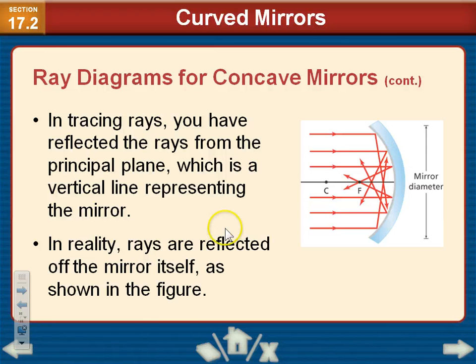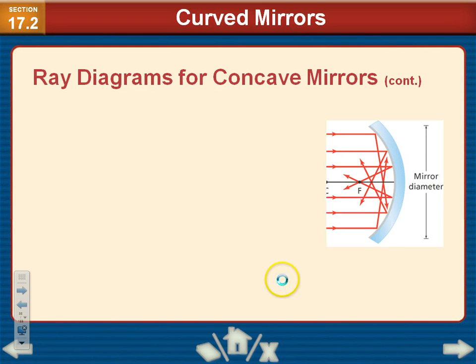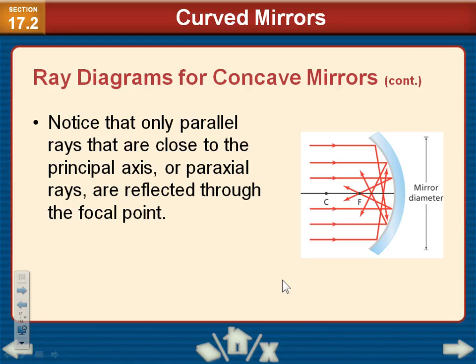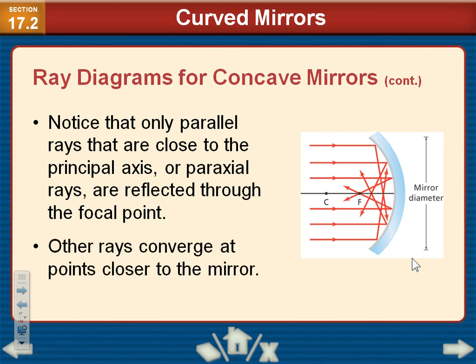So the rays are reflecting off the mirror. Again, only the ones that are parallel and close to the principal axis, which are called paraxial rays, are reflected through the focal point. The other ones go someplace else.